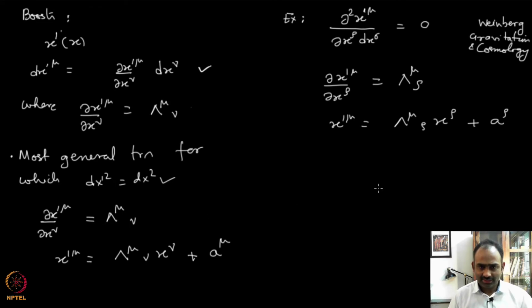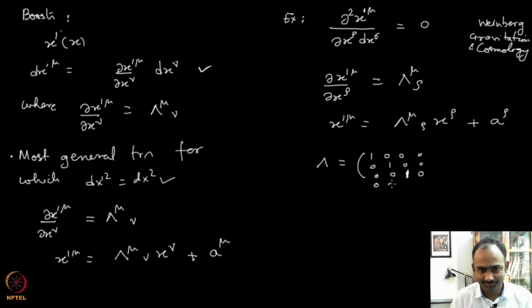Now let's see if lambda mu nu, if I take the lambda matrix, whether this is an allowed matrix, and it's clear that it is.